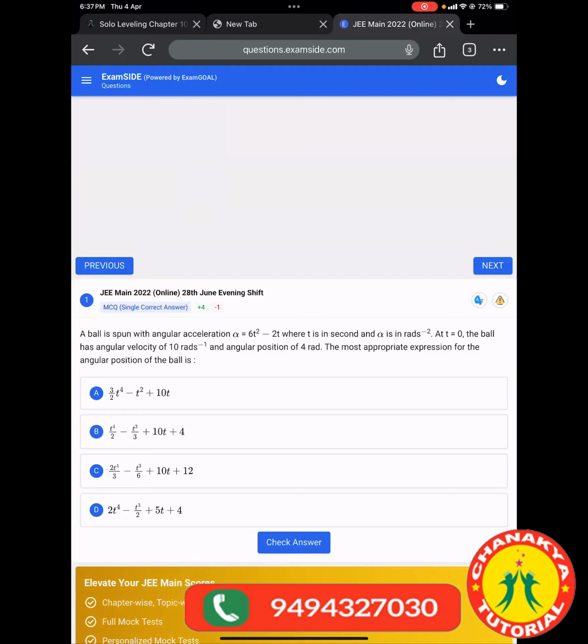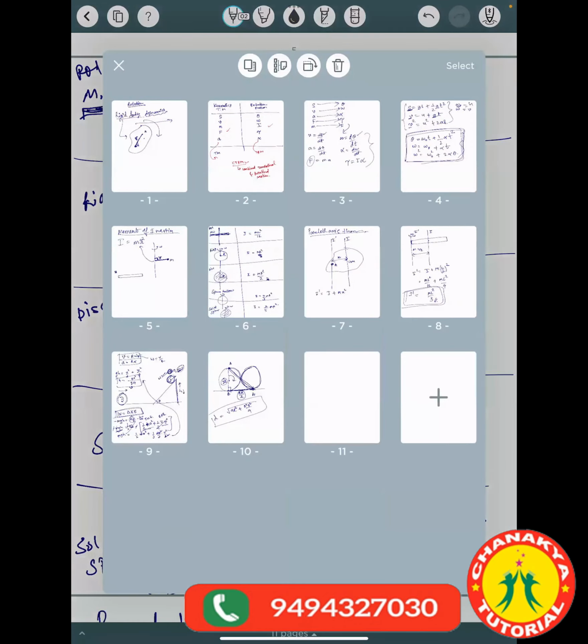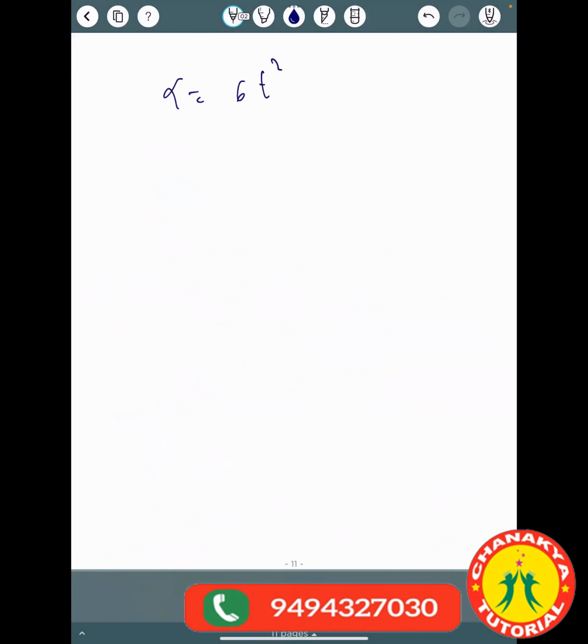See, a ball is spun with angular acceleration alpha this much, where t is in seconds and alpha is in radian per second square. The ball has initial omega naught as 10 and angular position theta naught as 4. The most appropriate expression for the angular position of the ball is. So guys, see what they have given. Alpha is equal to 6t square minus 2t, and they are saying initial omega naught is 10, initial theta naught is 4.